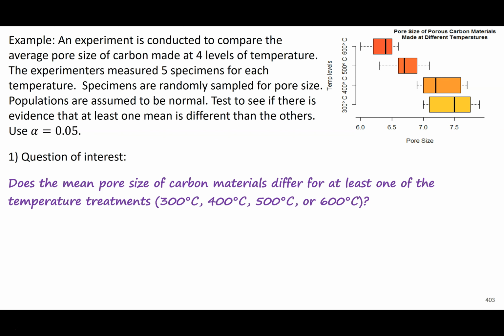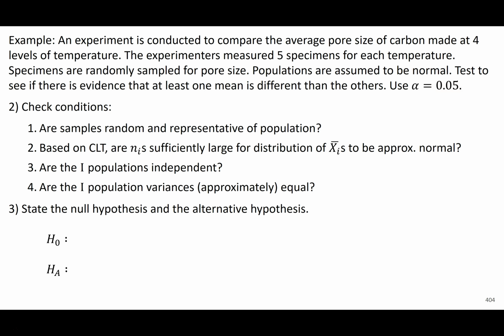I find this useful to include what they are, then I know at least how many groups there are. Because if I left this out, it is not really clear. At least I would put at least one of the 4 temperature treatments. But it's useful to know what they are. So from there, we're going to go ahead and check conditions.